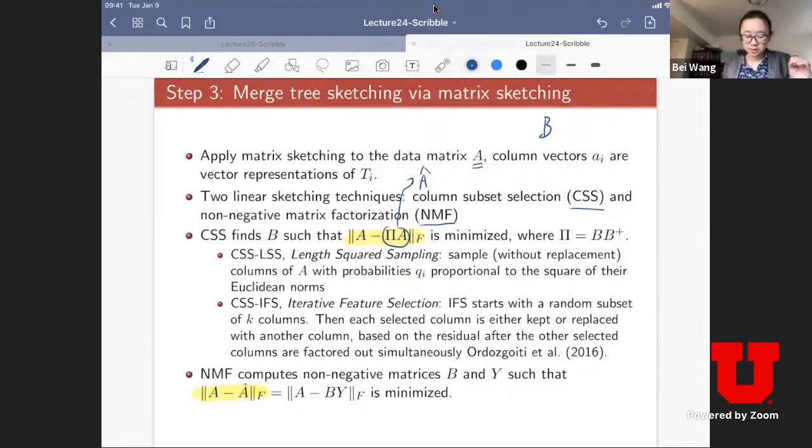The last one is NMF, which is non-negative matrix factorization. It's trying to figure out a factorization of the matrix through B and Y, where now the basis in B is not necessarily coming from the original matrix. So in this framework, in column subset selection, the basis trees are really elements from the original input, versus in NMF, the basis trees are really new trees that you have not seen before, okay?